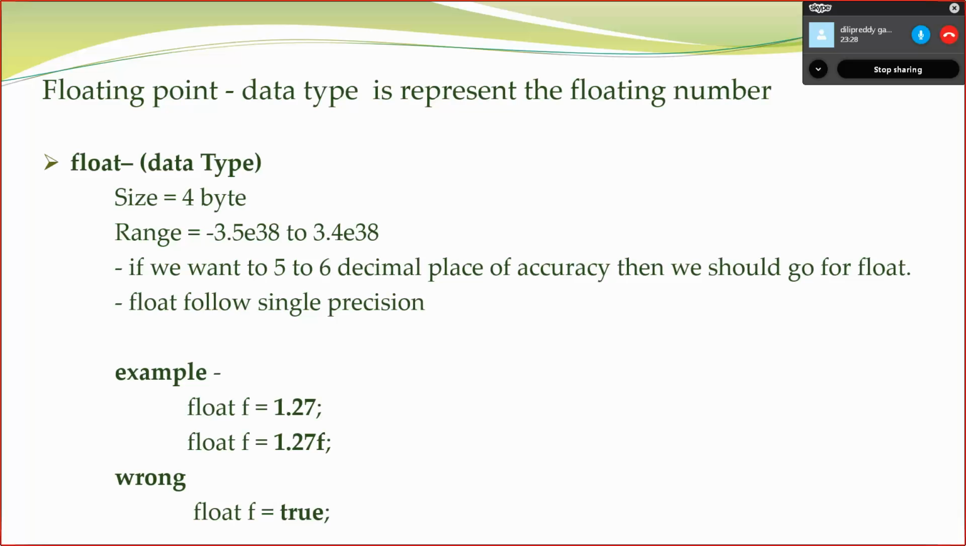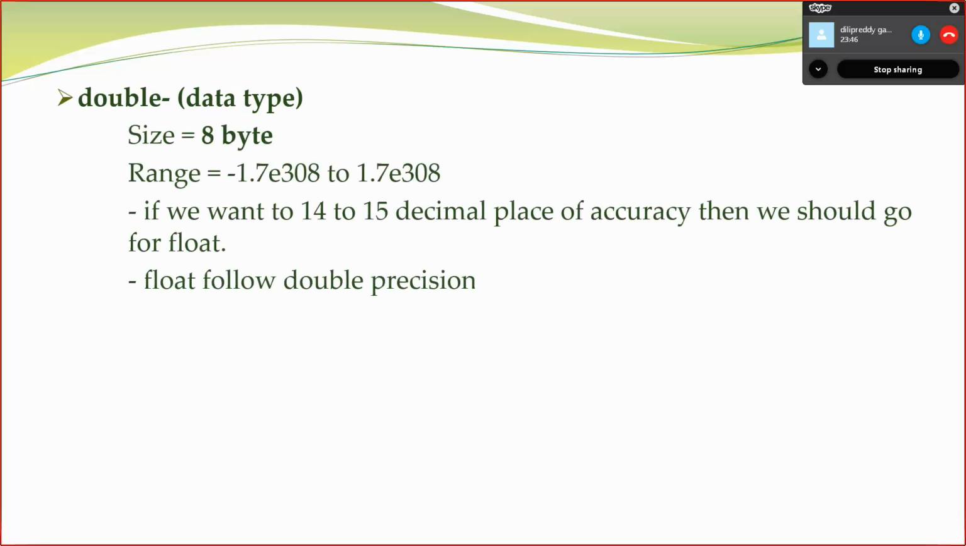Then we have a double. Double is another type, the double precision I told you about. It's a similar concept. It's just double the size of the float data type. Float has 4 bytes, and for double we have an 8 byte size.